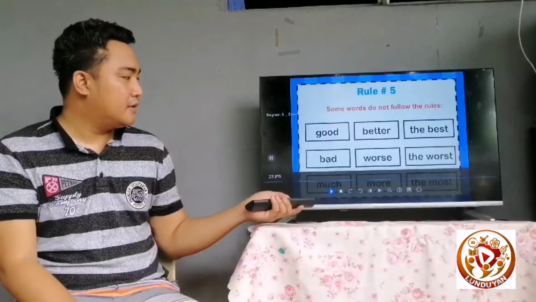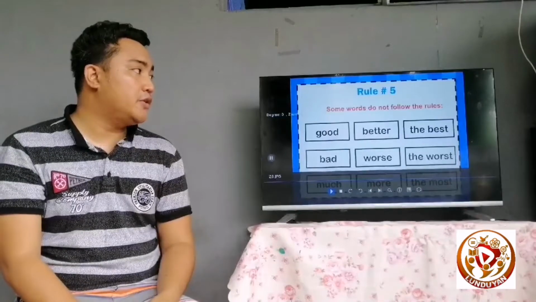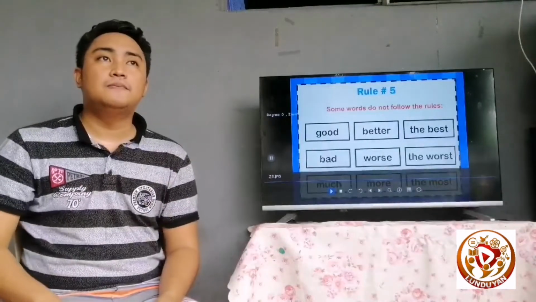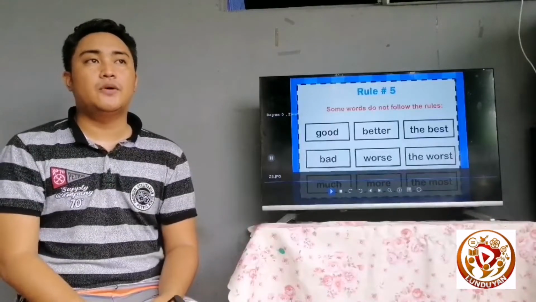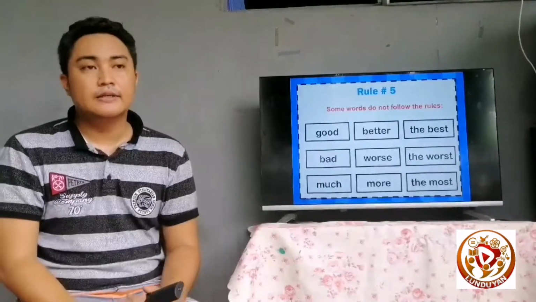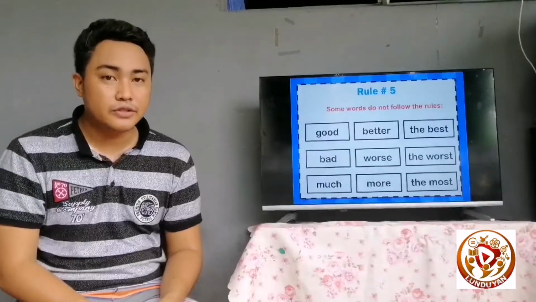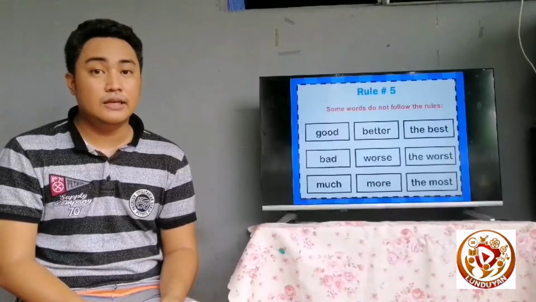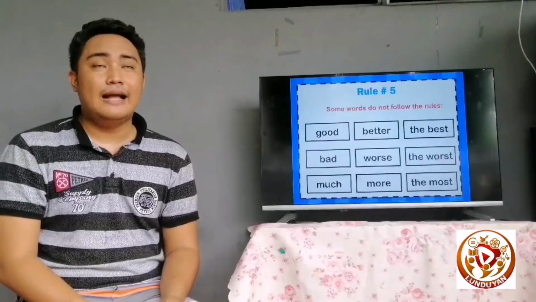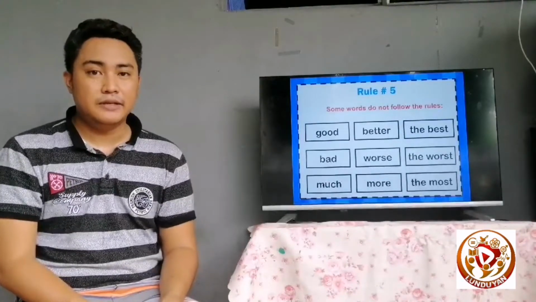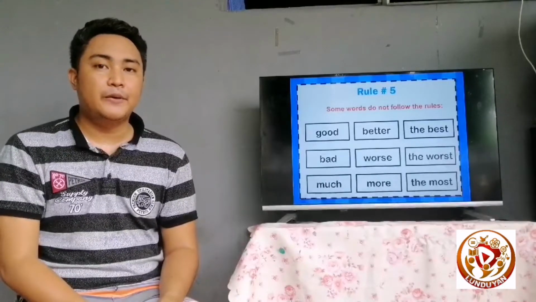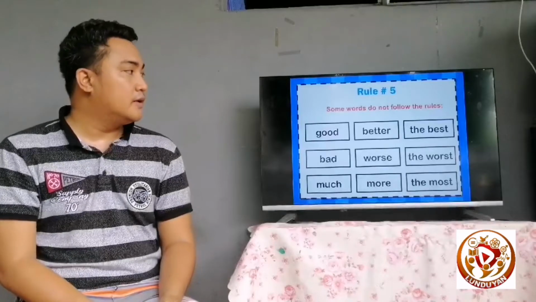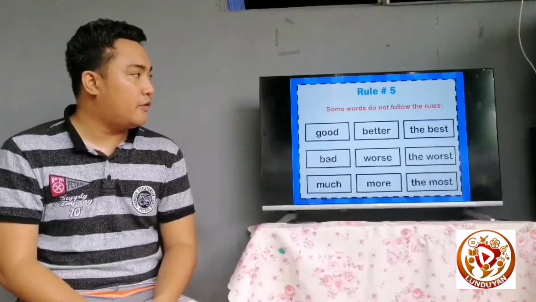Rule number 5. Some words do not follow the rules. So this is actually the tricky part. You know, in English, there are also what we call exceptions to the rules. Sometimes they don't follow the normal procedure or the normal rules that we apply when it comes to the English language. And that actually makes English a little bit difficult to understand. But if you take everything into account, you will definitely get it right. Now these are the words that do not follow the rules.